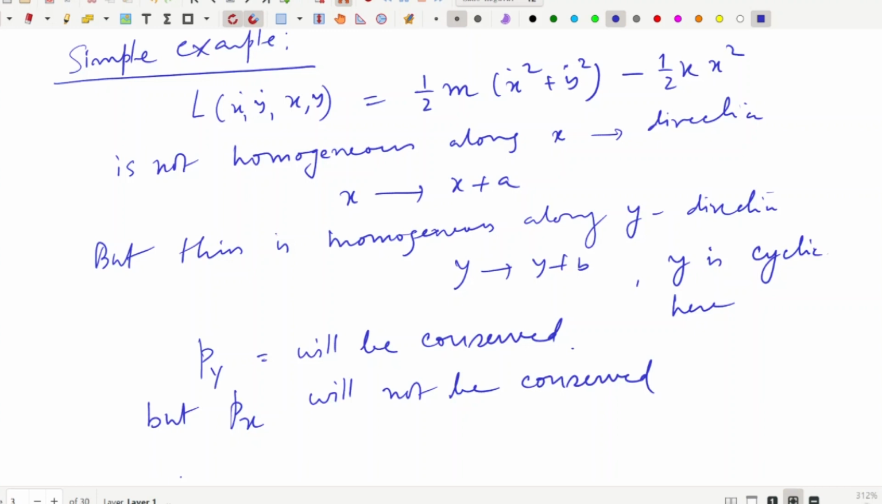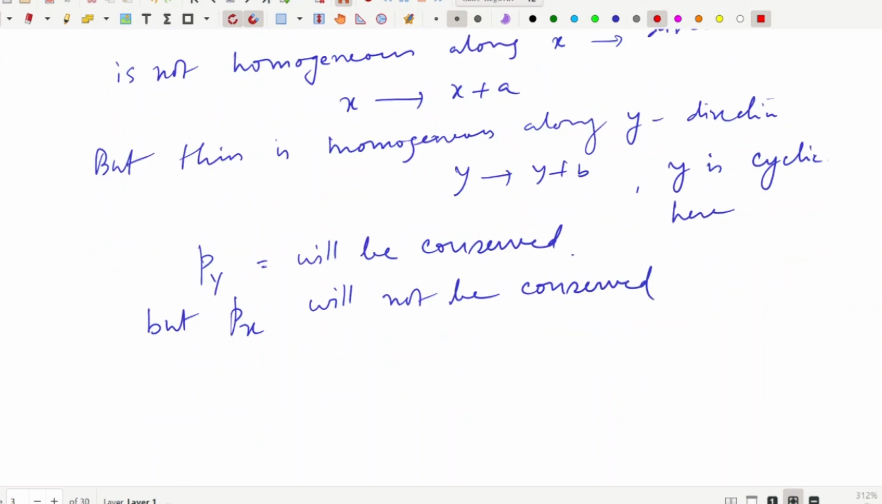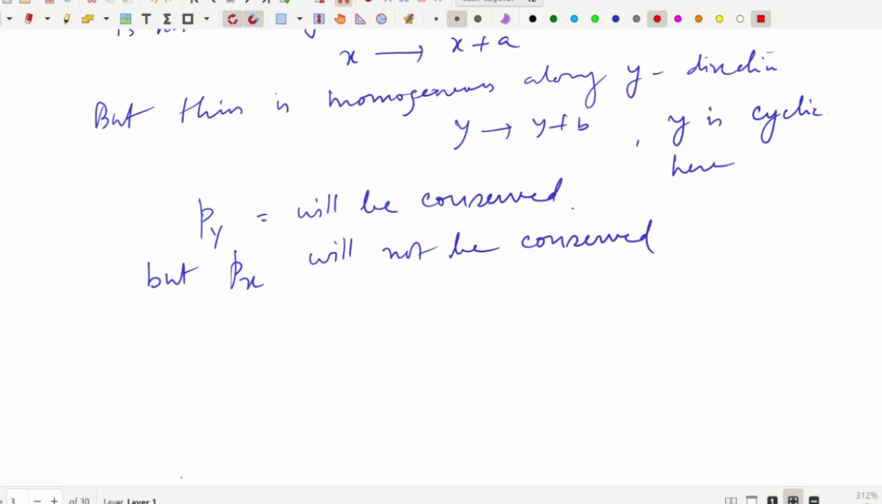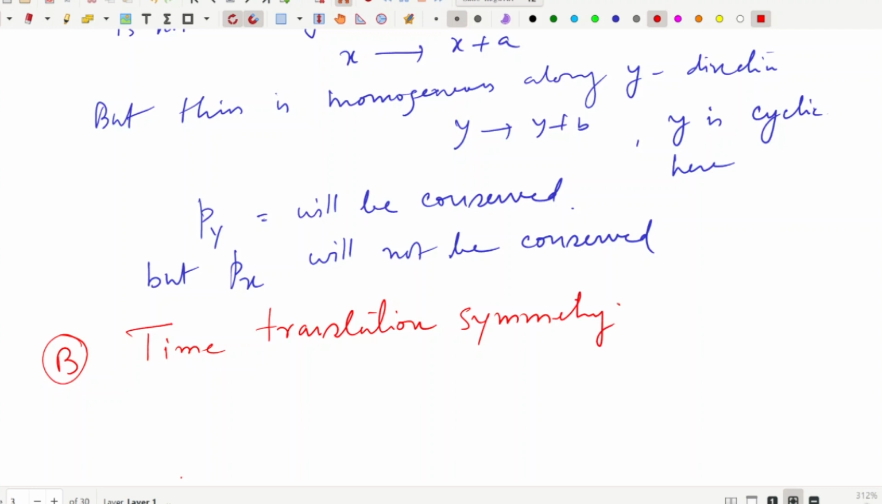Now, we will consider another symmetry, which is the homogeneity in time or time translation symmetry. So, the next symmetry is time translation symmetry. Okay. So, under time translation symmetry, if the system remains invariant, then we will call the system homogeneous.